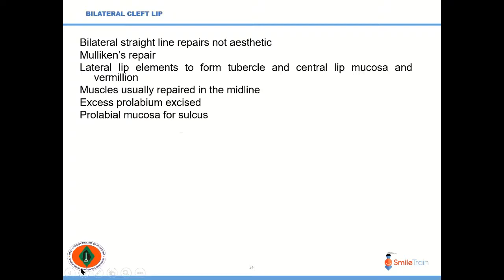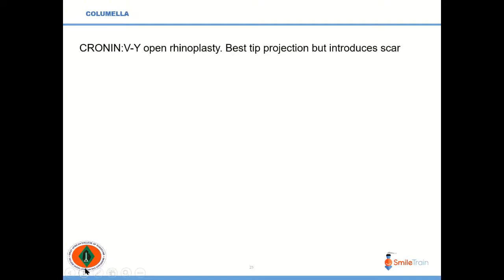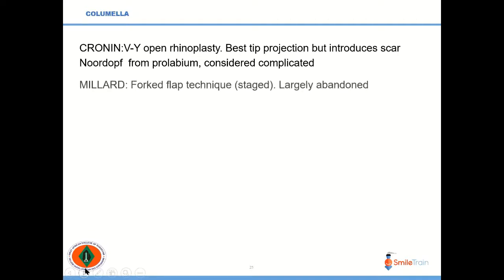For the columella, there are different things that you could do. One is to do an open rhinoplasty using a V incision. That's the Cronin V2Y flap. It gives the best tip projection, and that's quite important in Caucasians, but it also introduces a scar. Nordhoff described a technique where the prolabial skin is used to help lengthen the columella. He abandoned it because it was considered complicated.